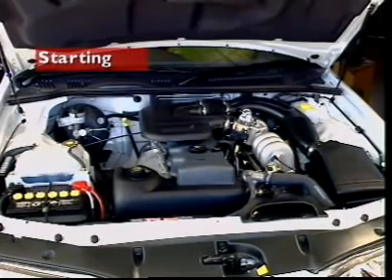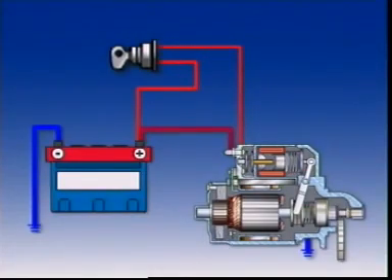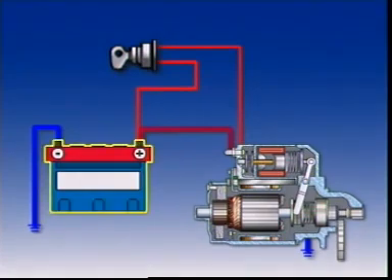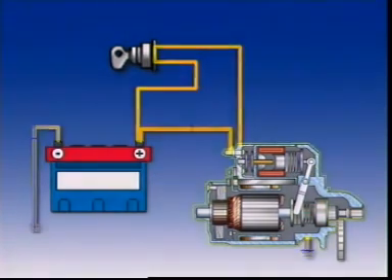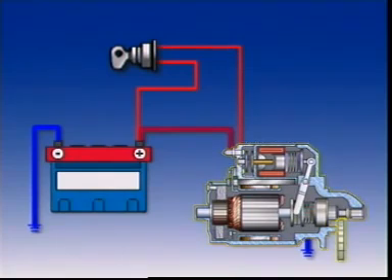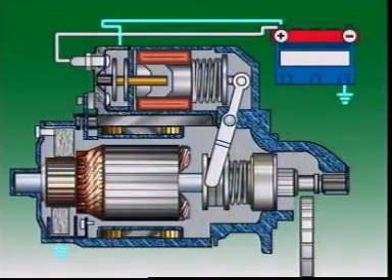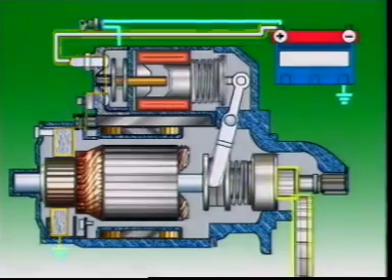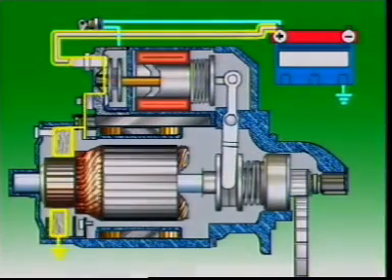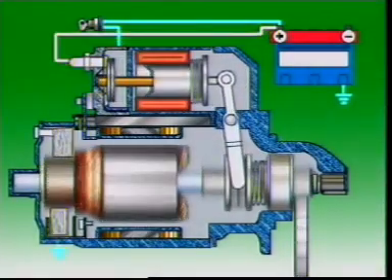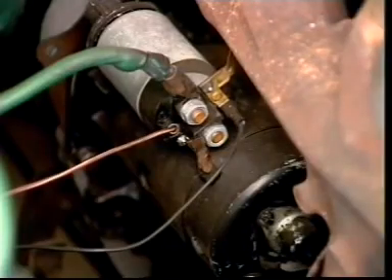This section examines starting. The starting system consists of the battery, cables, starter motor, flywheel ring gear, and the ignition switch. During starting, two actions occur. The pinion of the starter motor engages with the flywheel ring gear, and the starter motor then operates to crank the engine.